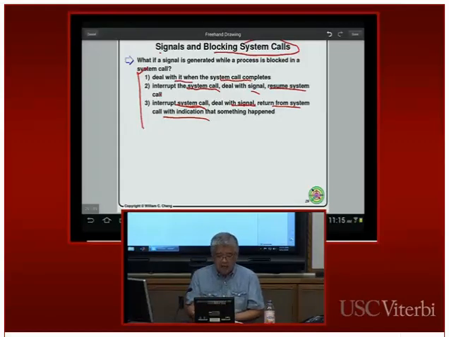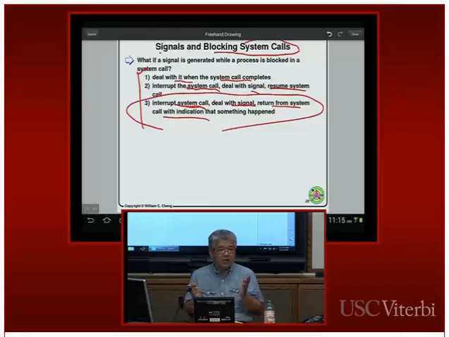Okay, so in that case, what happens is that the system call is going to return to you with the error number, indicating that this particular system call was interrupted by a signal delivery. It turns out that Unix basically decided that this is the best way to go. This is a very generic way of dealing with a signal delivery during a system call, so all the system calls are done this way.